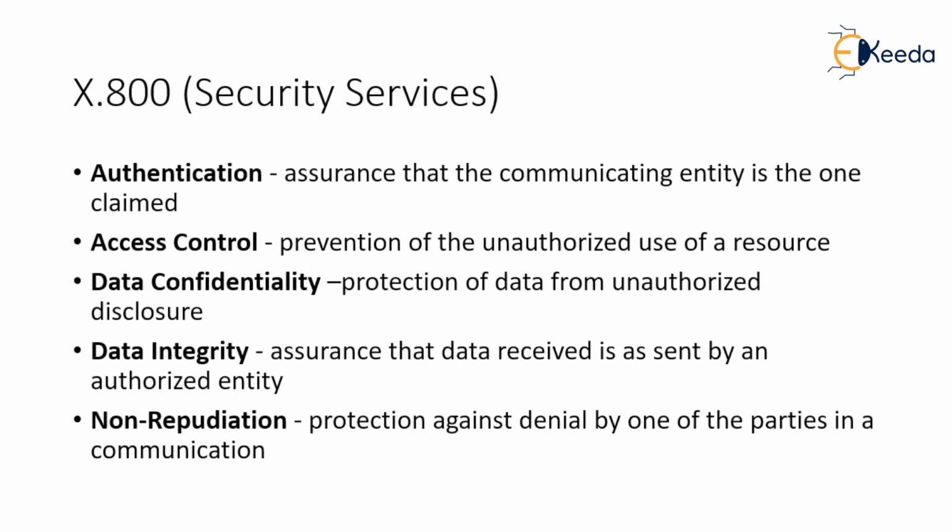Now, what is authentication? Authentication gives the assurance that the communicating entity is the one who has been claimed. Suppose Alice and Bob are communicating with each other, then Alice should authenticate to Bob that I am the only Alice who is sending data to you, and Bob should authenticate to Alice that I am the only receiver for whom you are sending the data. That means both the communicating entities should authenticate themselves.